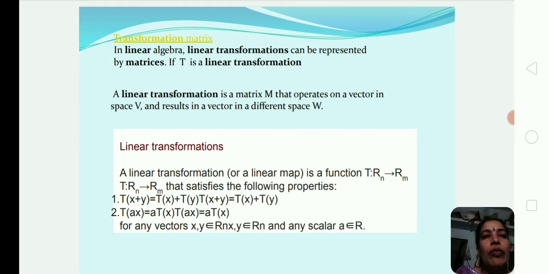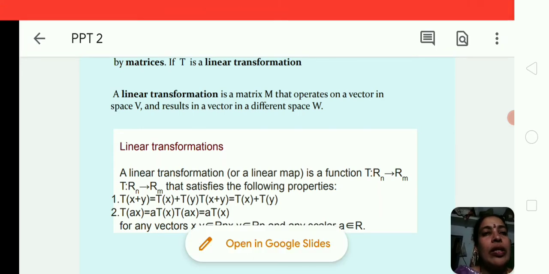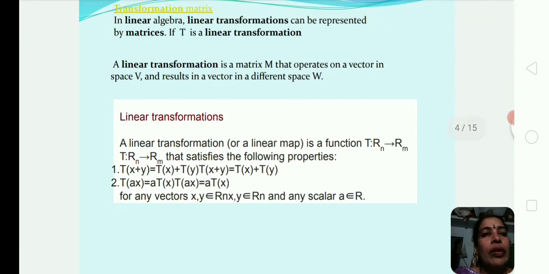See the definition carefully. What is a transformation matrix? In linear algebra, a linear transformation can be represented by matrices. Suppose a linear transformation in a matrix M operates on a vector space V and results in a vector in a different space W. See the linear transformations.